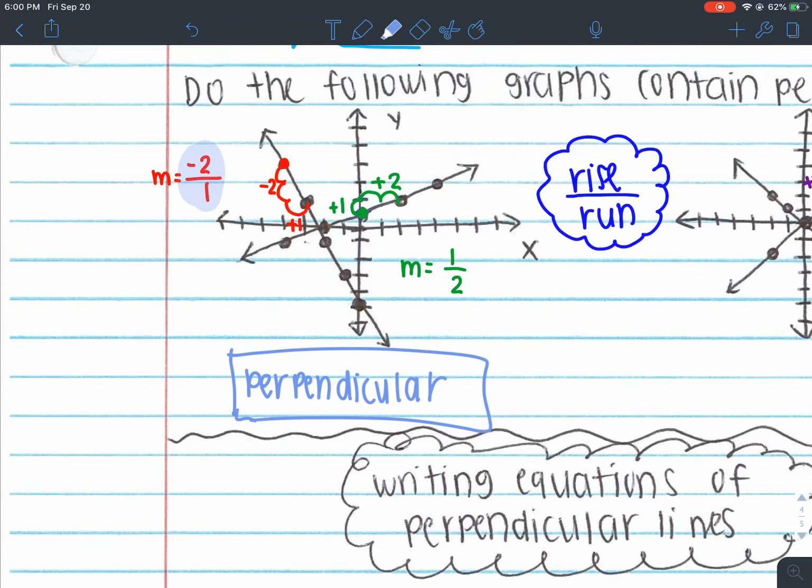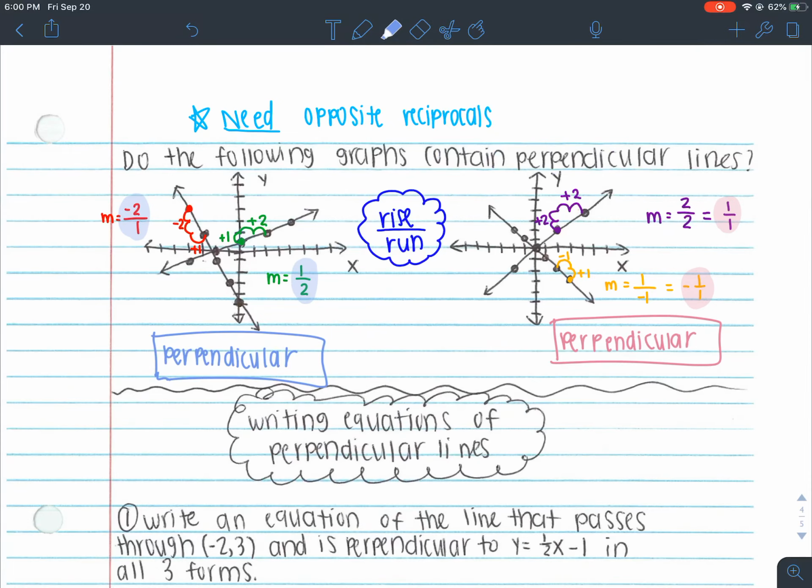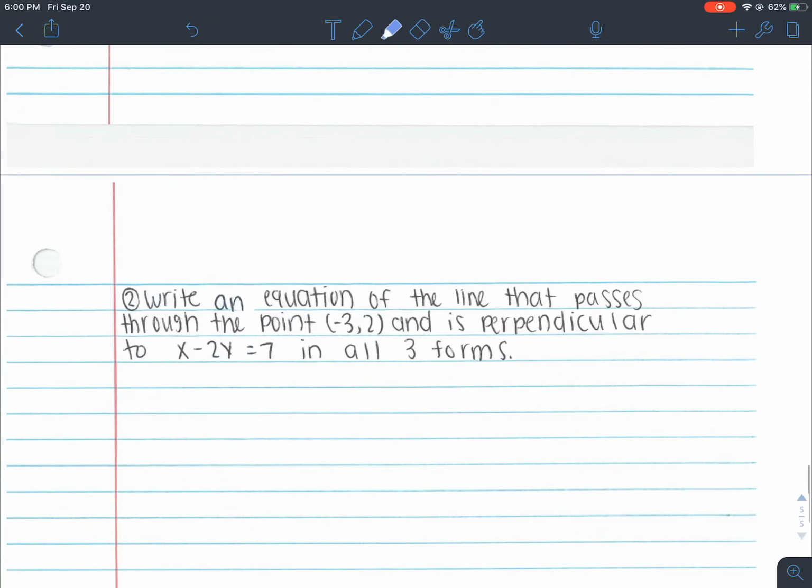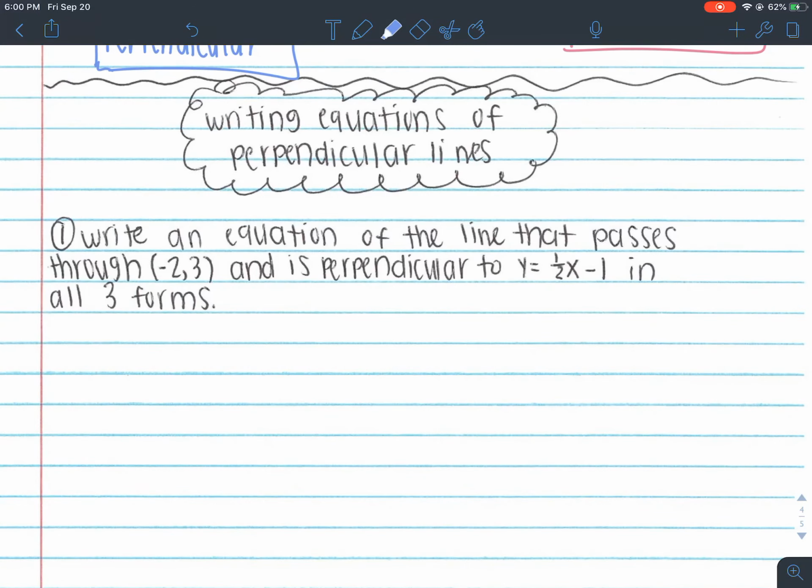And then we have a slope of negative 2 over 1 and 1 over 2. All right, now we're going to write an equation. We have 3 word problems, I think. Writing equations of perpendicular lines. So we're going to write equations that contain perpendicular lines. Write an equation of the line that passes through the point negative 2, 3, and is perpendicular to y equals 1/2 x minus 1 in all 3 forms.